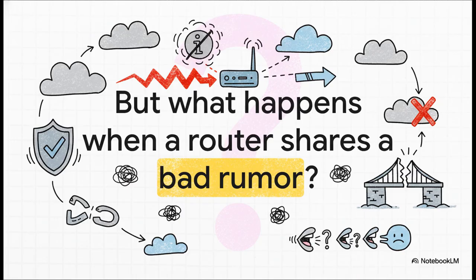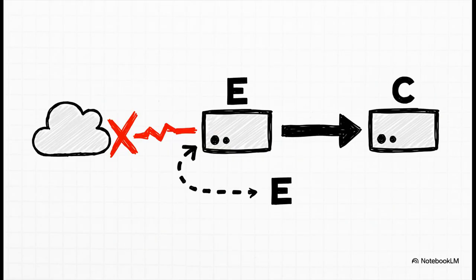It seems to work. But here's the crucial question, and this is where our story takes a really dramatic turn. This whole thing is built on trust, on rumors. So, what happens if a router starts spreading misinformation? What happens if the rumor is just plain wrong? Let's paint a picture here.